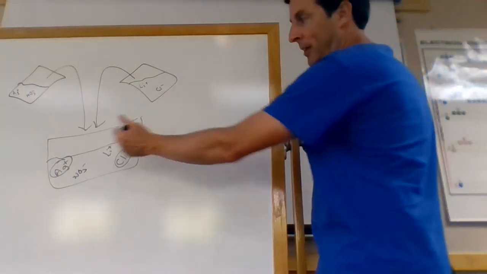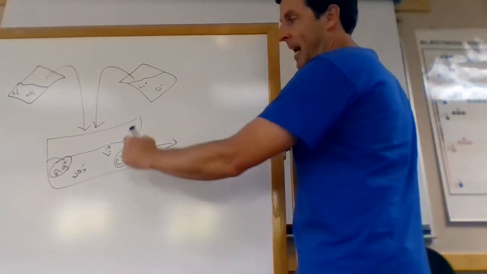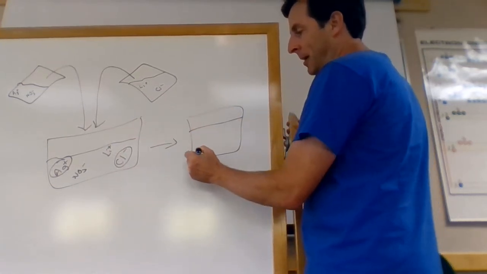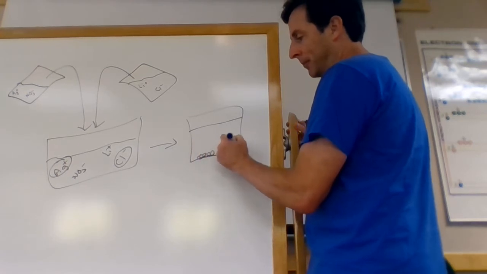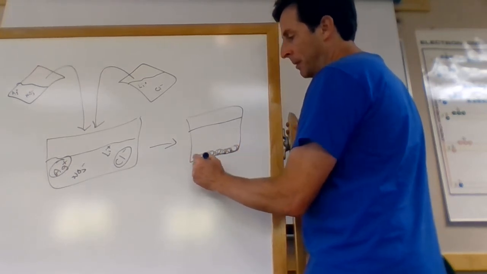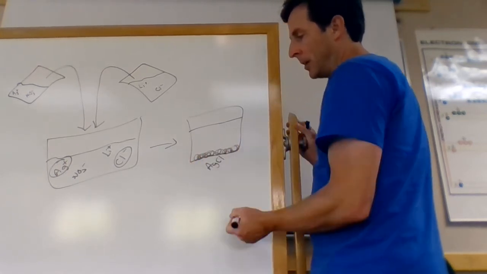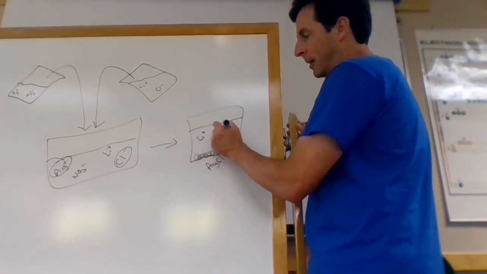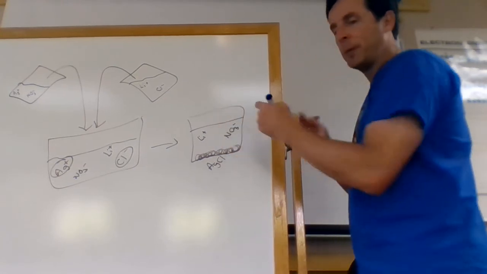So very quickly, this is going to change. Instead of having all the ions floating around, what I'm going to have is some solid on the bottom. That'll be my AgCl. But then my lithium and my nitrate will still be floating around separately.